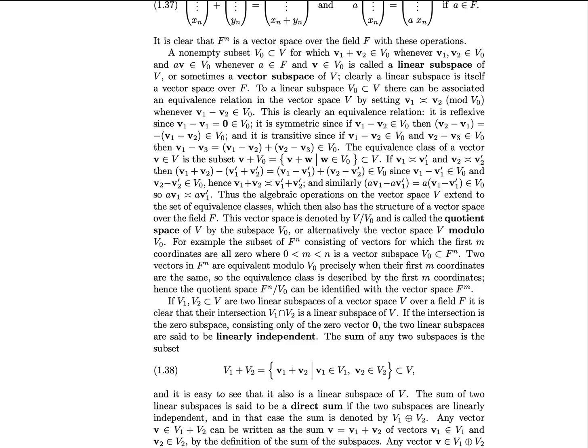The equivalence class of a vector V is the subset V plus V0, which is the set of V plus W, where W is in V0, which is a subset of V.